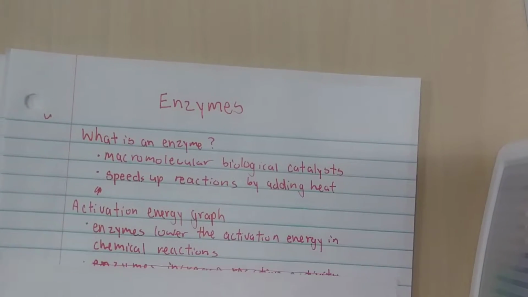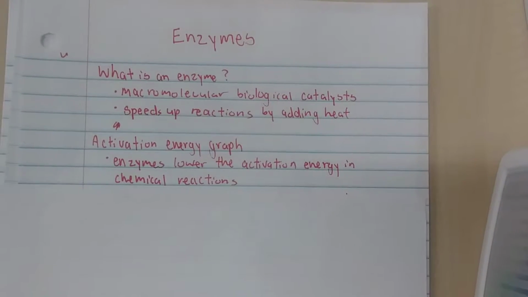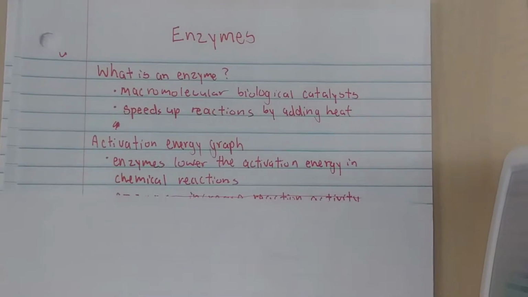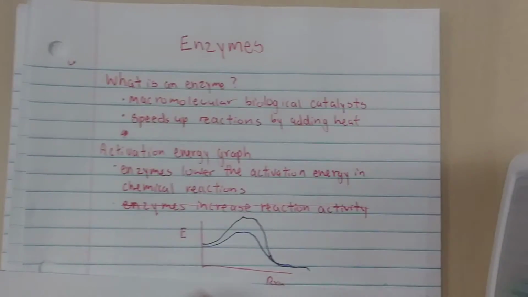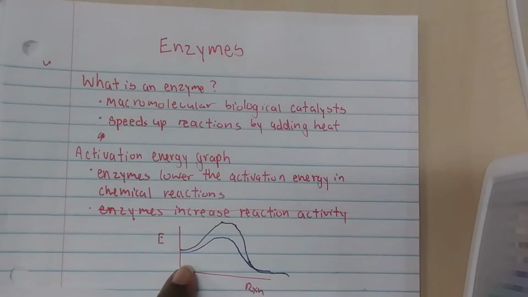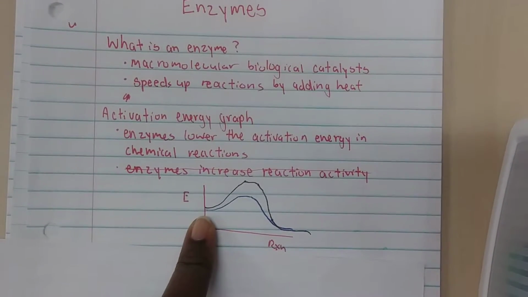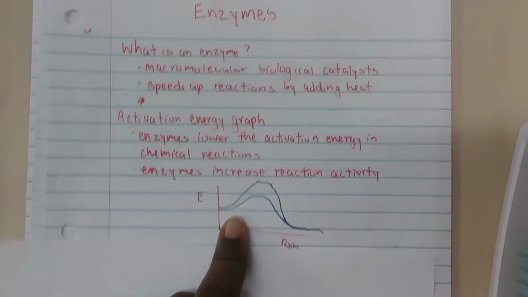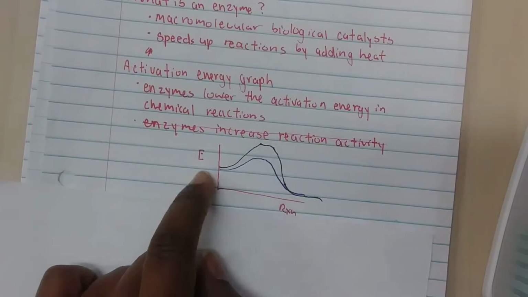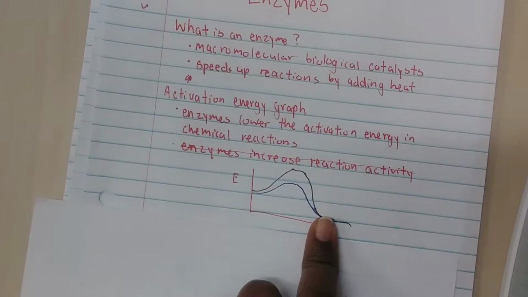So, you can physically see this by looking at a graph, the activation energy graph. Enzymes lower the energy needed to carry out a reaction. So, here, this black line is the reaction going out without an enzyme. And the blue line here is the reaction with the enzyme. As you can see, it is much quicker because there is less energy needed to carry out the reaction, and you still have the same end result.